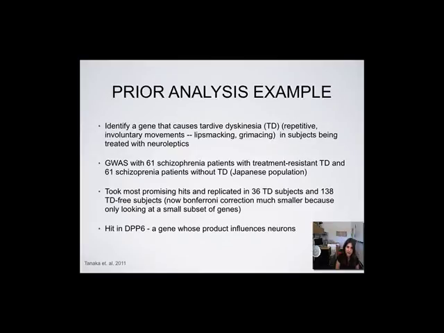Because the number of people they had was so small, they couldn't get a statistically significant hit from the first study. However, they were able to narrow it down to a list of candidate genes and take those most promising hits and look in another new small cohort. And when they replicated it in that cohort, they were able to find that there was actually a statistically significant gene hit that has a gene product that actually influences neurons and has a physiological story behind it and how it might be involved in this adverse event.